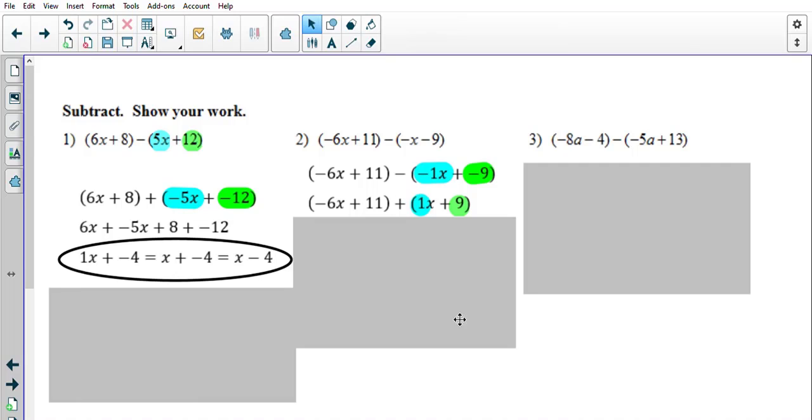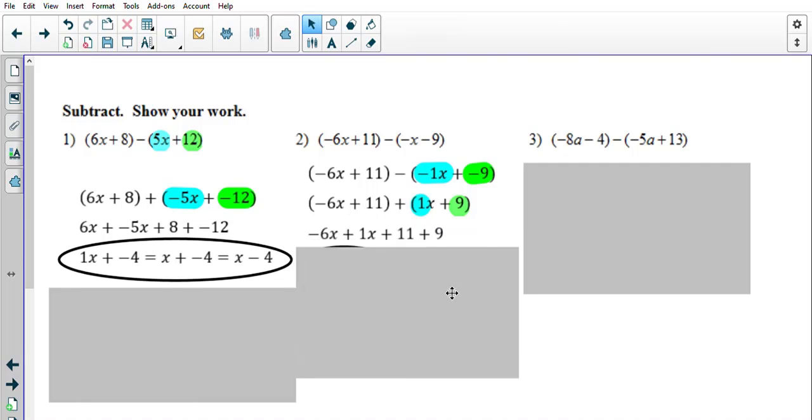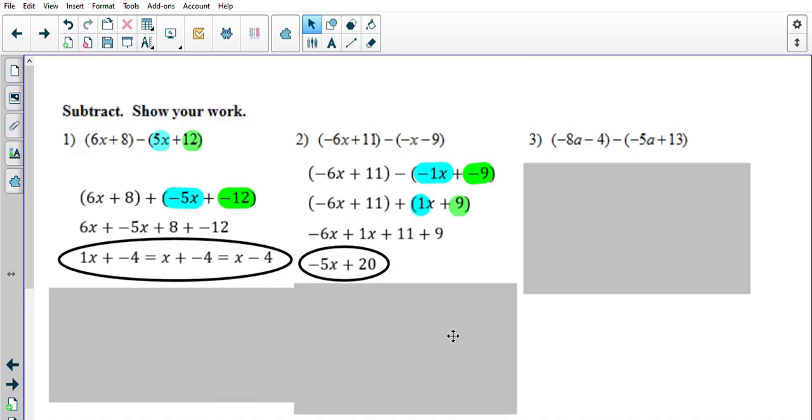Now, let's put our like terms side by side. That'll be negative 6x plus 1x plus 11 plus 9. All right, combine those. What do we get? If you were thinking negative 5x plus 20, you've got it.